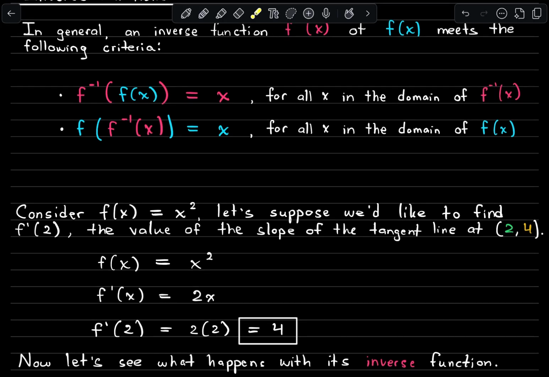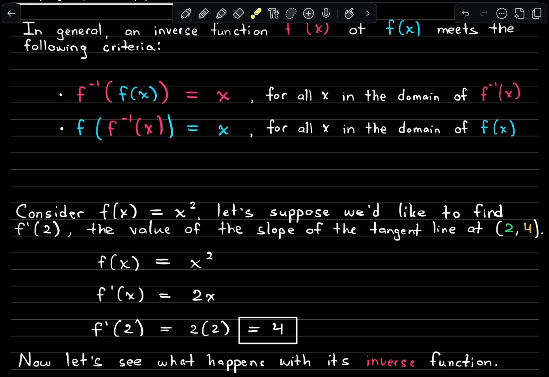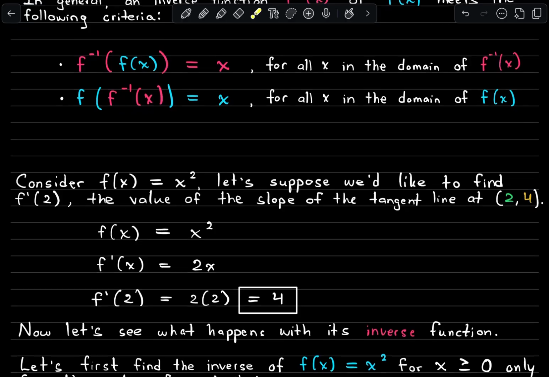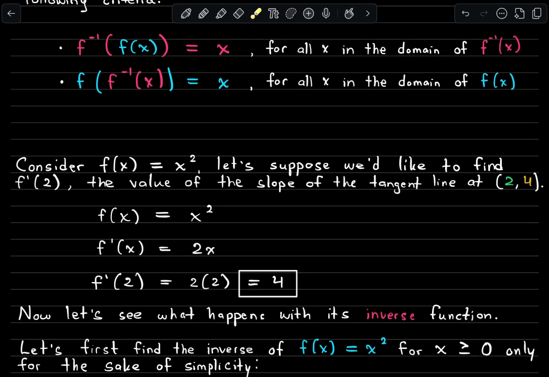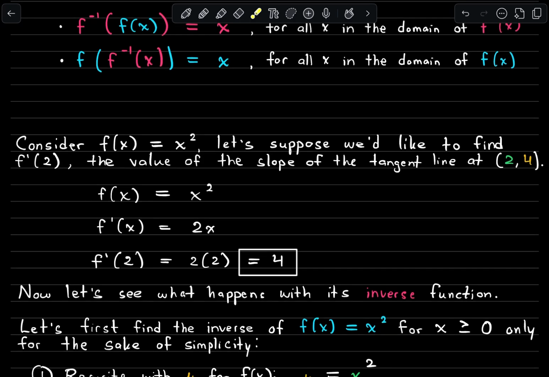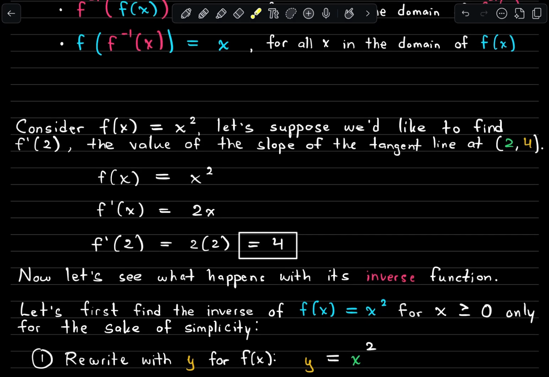That's straightforward stuff. Let's see what happens with its inverse function. Okay, so to first find the inverse of f of x is equal to x squared, let's consider, first of all, x is greater than or equal to 0. For the sake of simplicity, we're going to talk about later a little bit more why we want to do that. But for now, we'll just consider positive values and 0.